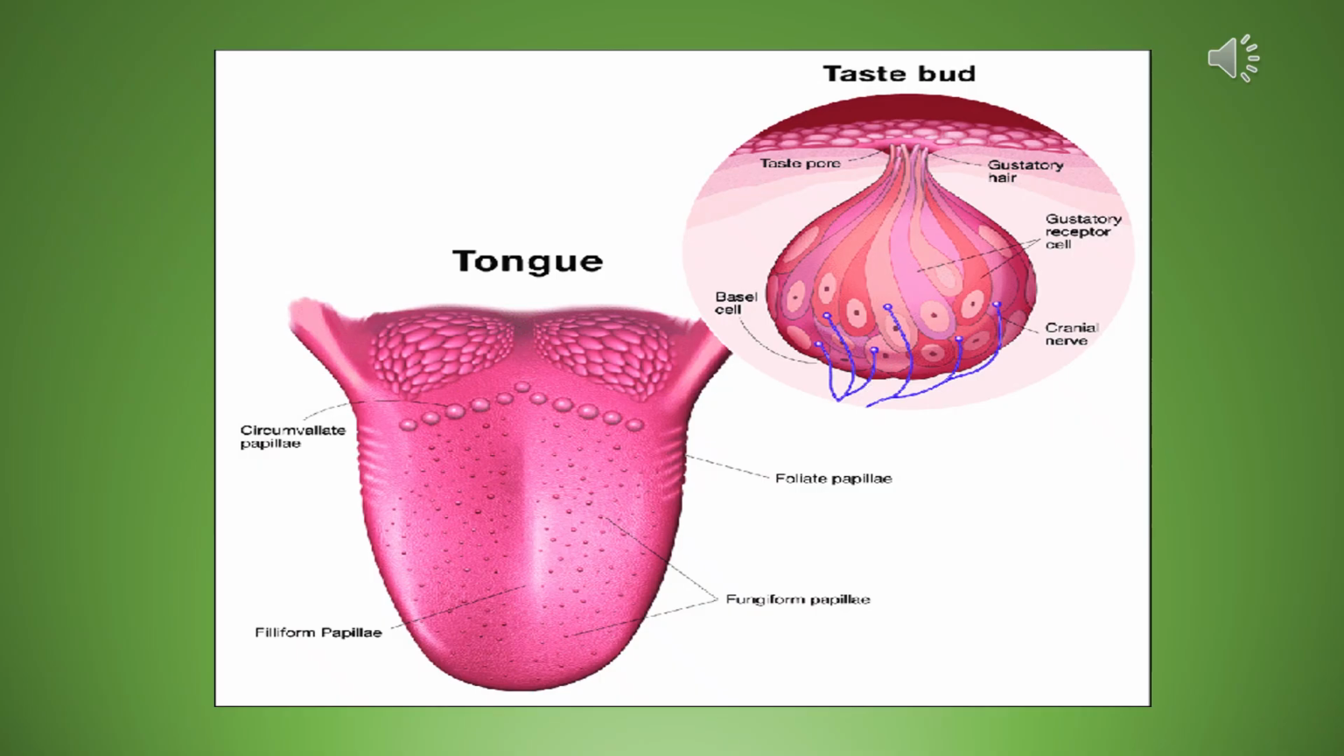So whatever is on the surface of the tongue will drip down into the taste pore, where it will come in contact with the taste hairs. They're called here the gustatory hair. The taste hairs or gustatory hairs are projections off of the taste receptor cells. So this is where we bind the chemical compound. The taste hair binds the chemical. When the chemical binds to the taste hair, it causes the opening of potassium channels, which depolarizes the receptor cell.